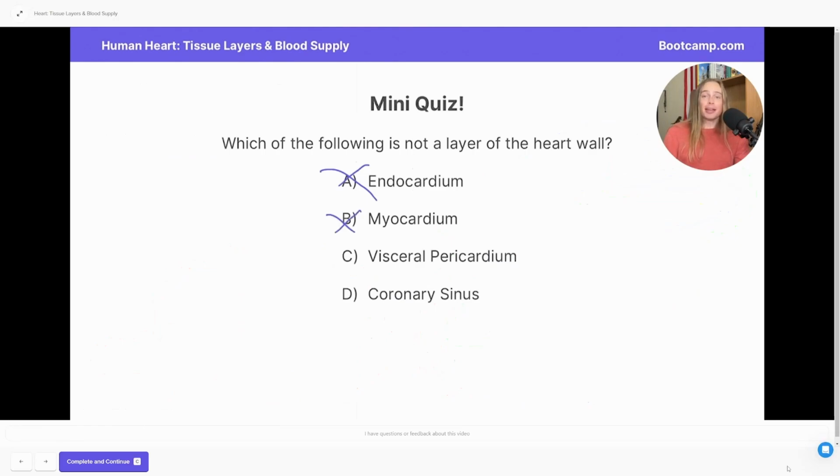See, it can be a little bit intimidating at first because it has this visceral term, but remember we learned that the pericardium was a sac surrounding the heart, and the visceral layer was the layer that's directly adhered to the heart wall itself. This leaves us with coronary sinus. So recall that the coronary sinus is the small opening in the right atrium where the cardiac veins are going to drain their blood into. And remember, this is not going to be a layer of the heart, making this correct.